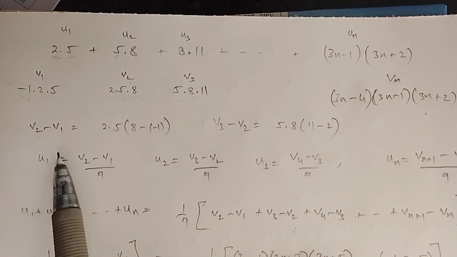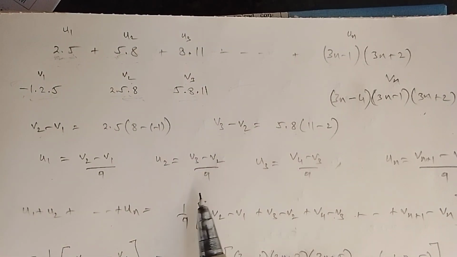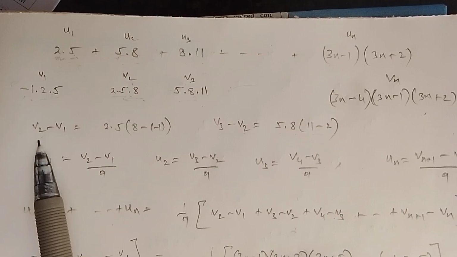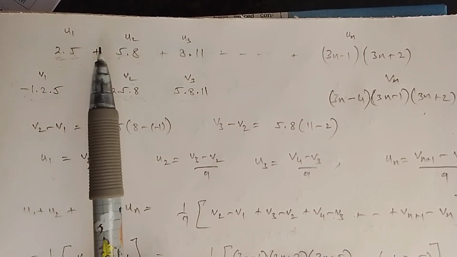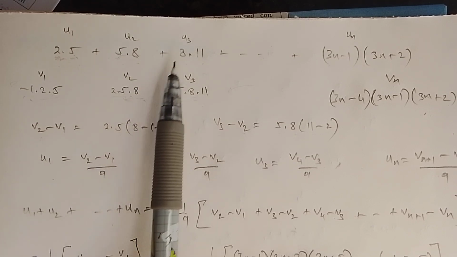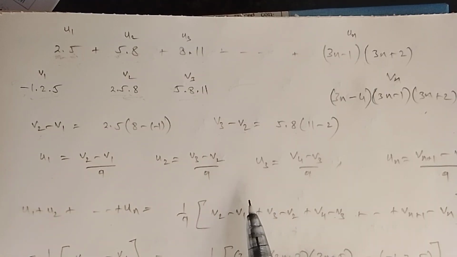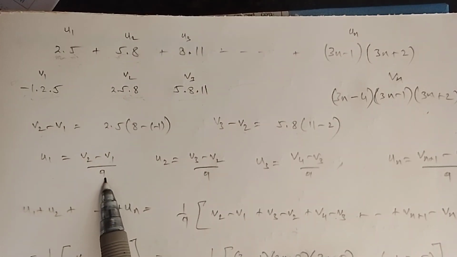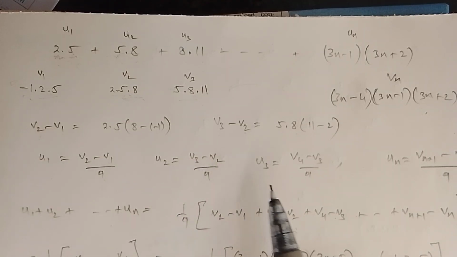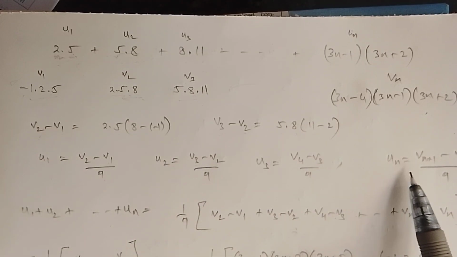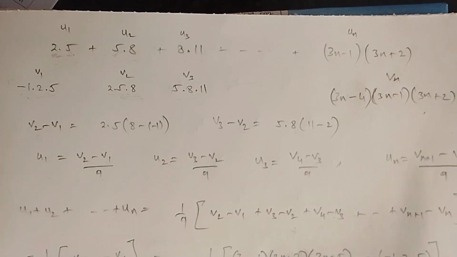So what does that mean? We are able to express u1, u2, u3 all in terms of differences of v's. For example, u1 we express as v2 minus v1, u2 as v3 minus v2, u3 as v4 minus v3, etc. So u1 is nothing but (v2 minus v1) by 9, and u2 is nothing but (v3 minus v2) by 9, etc. And un is nothing but (vn plus 1 minus vn) by 9.